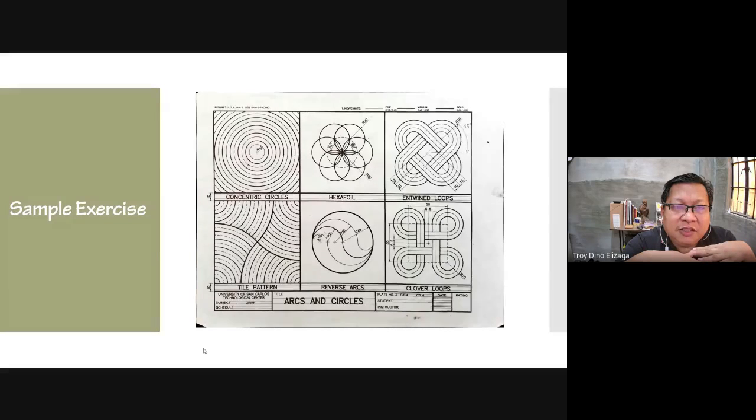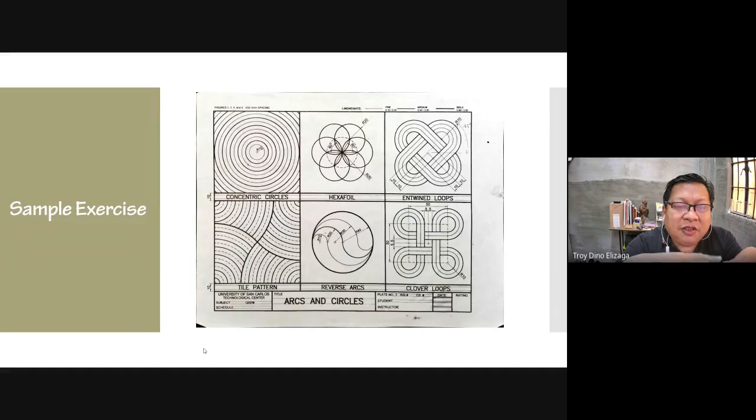So actually, this is a very difficult plate. This is a very difficult exercise because of the use of the compass. If you notice, only two figures make use of straight lines, the entwined loops and the clover loops. Now, you can use this for exercise, for control, okay?